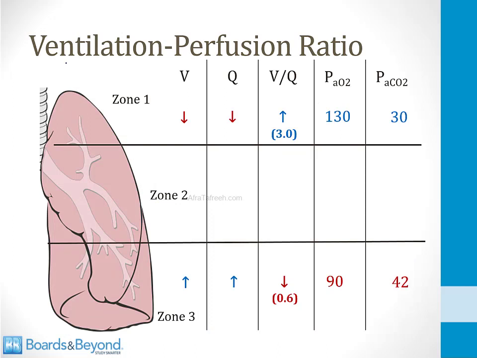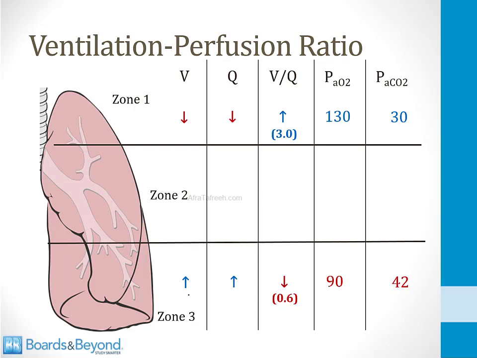On this table, I've shown all the changes in ventilation and perfusion parameters as you go from the base to the apex of the lung. This chart is the source of many, many questions on Step 1. Don't just memorize it, make sure you understand it, because you will see lots of questions that derive from this information.